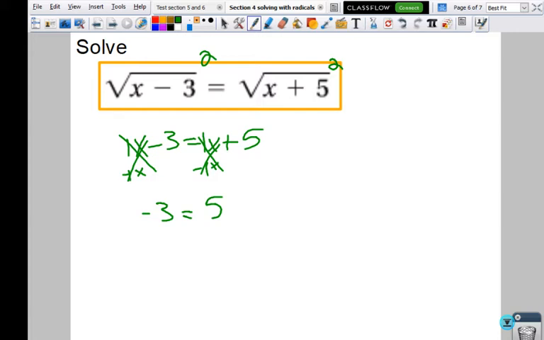What do I say when I get this? No solution. Are there any more x's? No, they're all gone. Does negative 3 equal 5? No, so it's no solution.